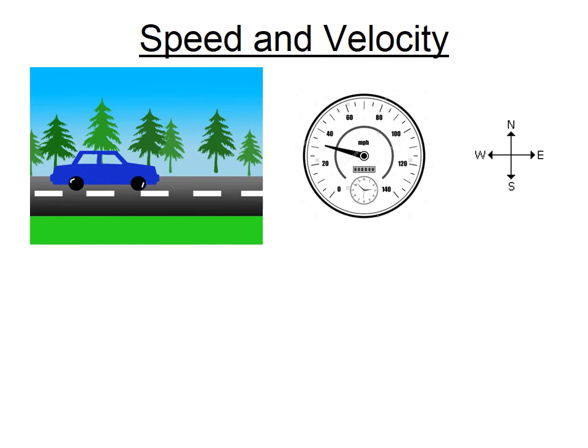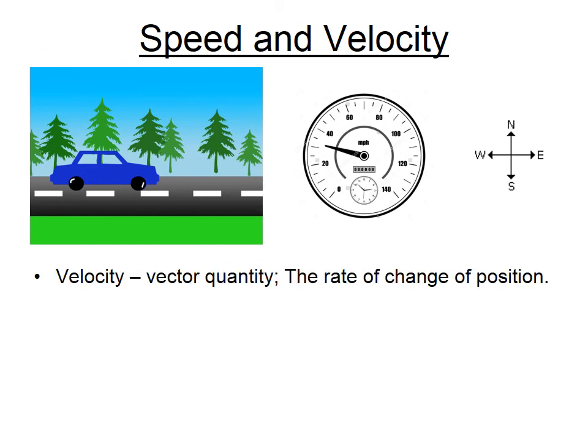Lastly, I wanted to find speed and velocity. Velocity is a vector quantity, and it's the rate of change of position. It's just how quickly an object moves from one place to another. So let's take the blue car.